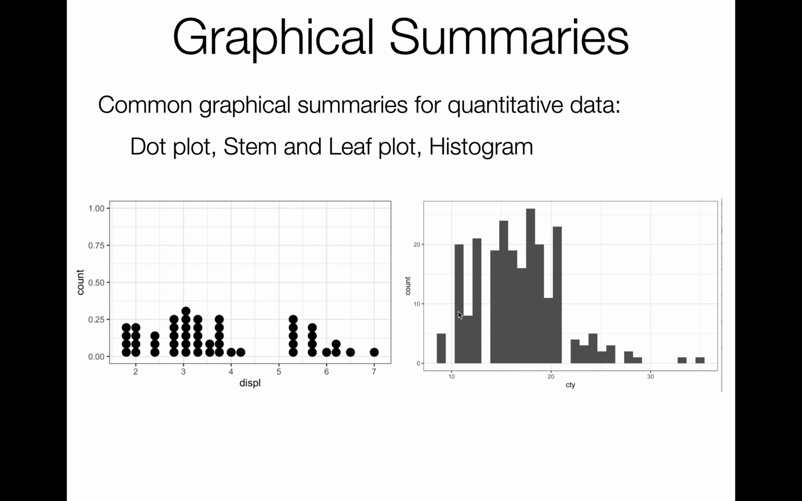A stem and leaf plot we're not going to talk about. I'm sure you did in high school or in middle school, but we're going to skip over the stem and leaf plot and go into a histogram. A histogram is the most popular plot for quantitative data. In a histogram, it bins, so I have a quantitative variable, maybe continuous.